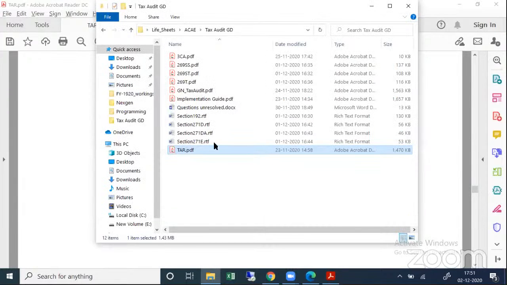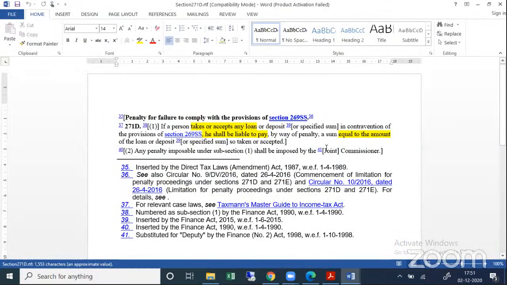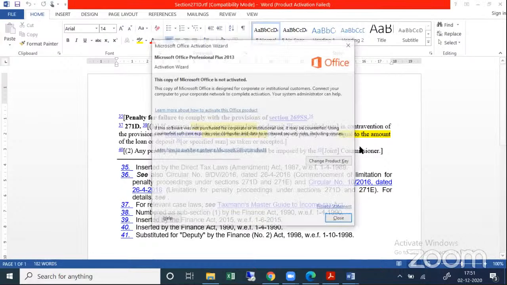Now let us read what are the liabilities, like who is liable when violating such sections. Who would be liable? These liabilities fall under section 271D, DA, and E. So 100% of penalty is leviable. For section 269SS, it is on the person who takes or accepts such loan. He is liable to pay 100% of such amount. Fine, that is all right.